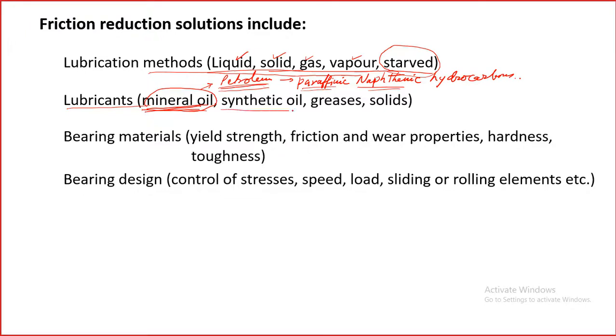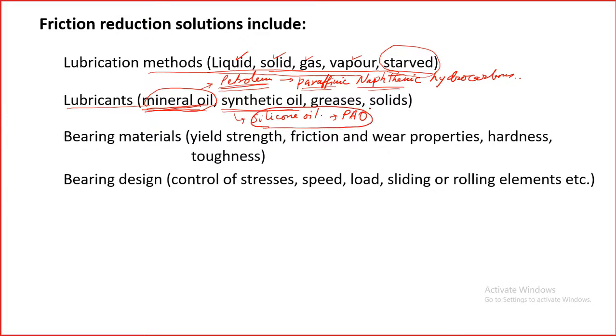The synthetic oils are made by chemical reaction. So this can be silicon fluid, silicon oil, they are called silicon oil, or this can also be PAO, polyalpha olefin. So these are the lubricants. These are basically the base lubricants.